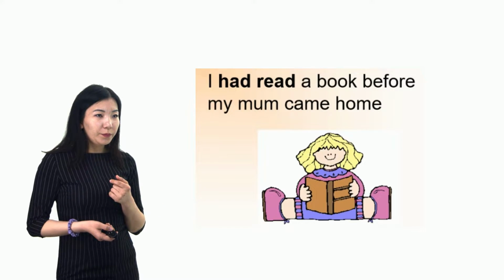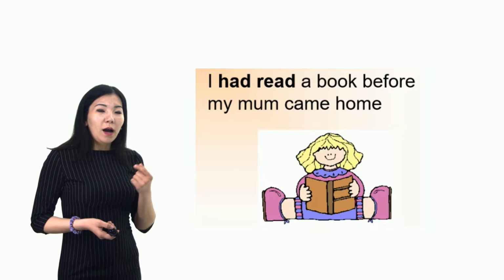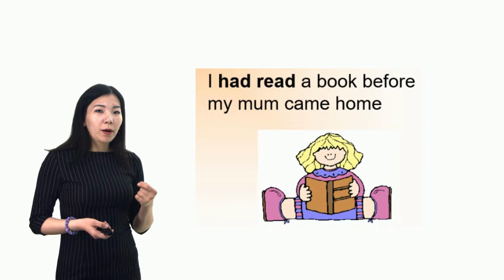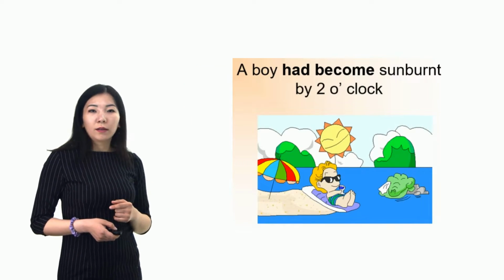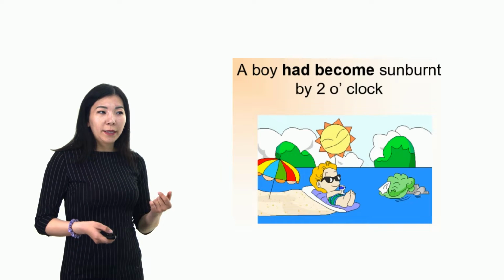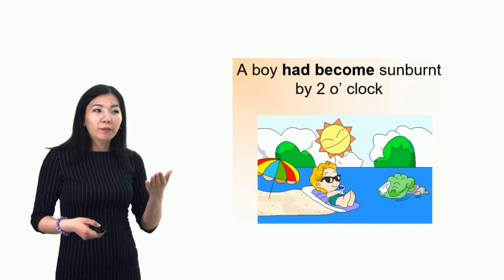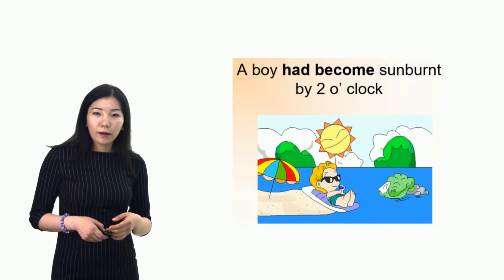So before we start practicing what we have learned today, let's look at some examples. Okay? So here are example sentences with past perfect. I had read a book before my mom came home. Next one: a boy had become sunburned by 2 o'clock.